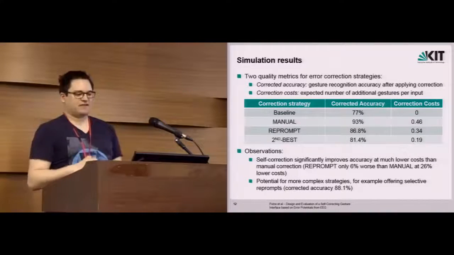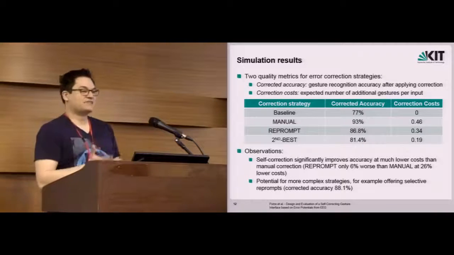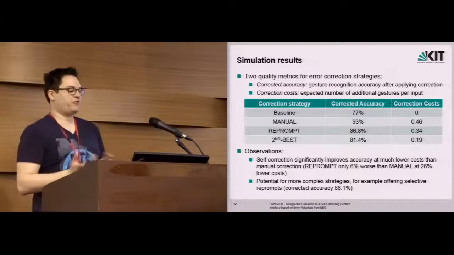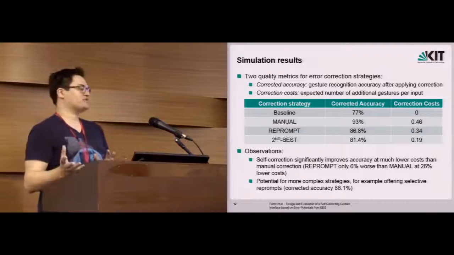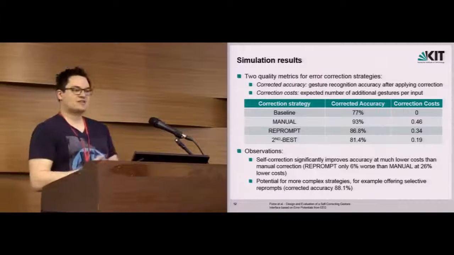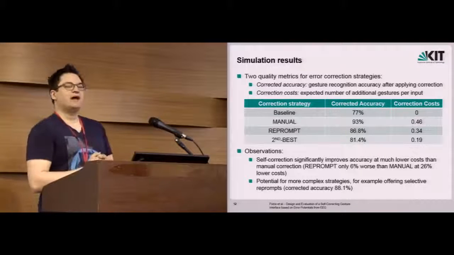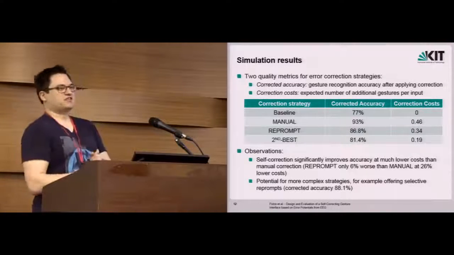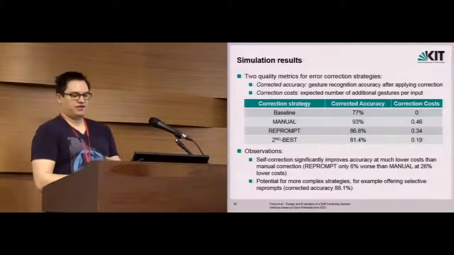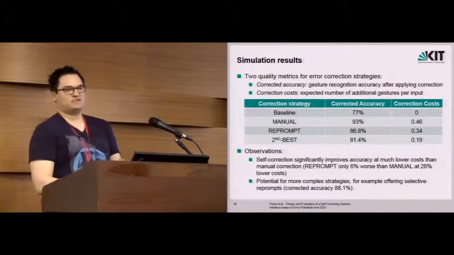I should note that there is potential for more complex correction strategies. So, for example, you can offer selective reprompts, which, for example, only give the 3 most likely results to the user for the second trial. And using such strategies, we can achieve a corrected accuracy of more than 88%.